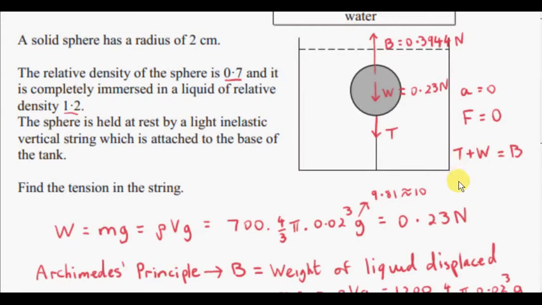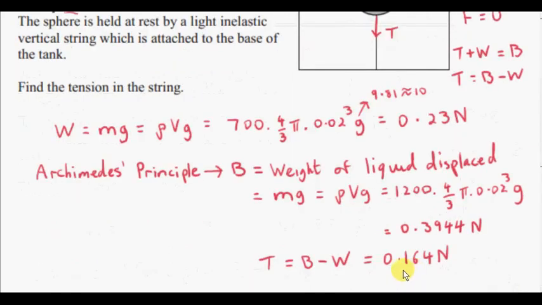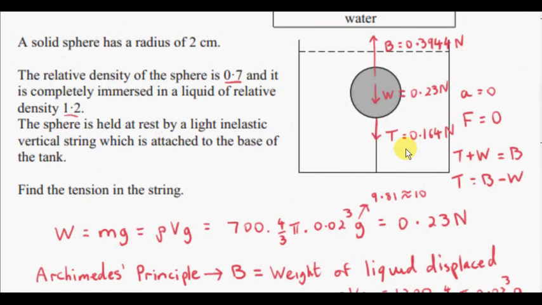So how do we find T? Well, we take vector B and subtract W. To 3 decimal places you get 0.164 newtons. Now you can see that this picture makes sense. The buoyancy force, 0.3944, is greater than the weight of the sphere. So if the sphere wasn't attached to the base of this tank, then the sphere would just float upwards.